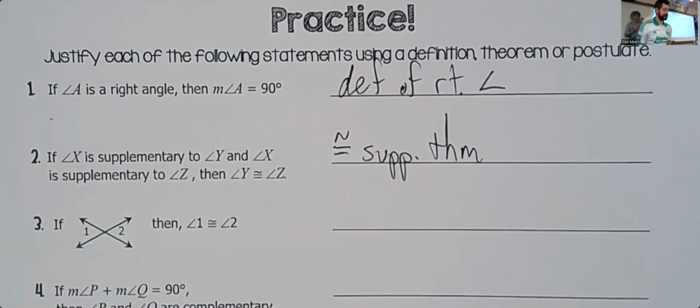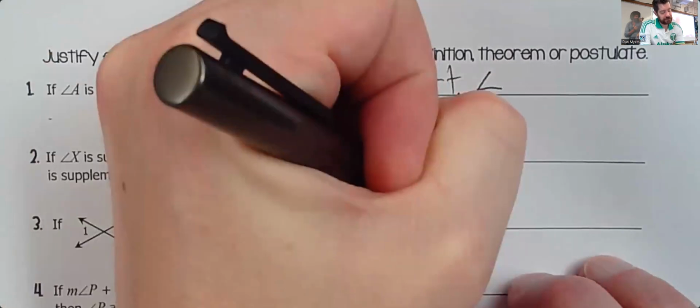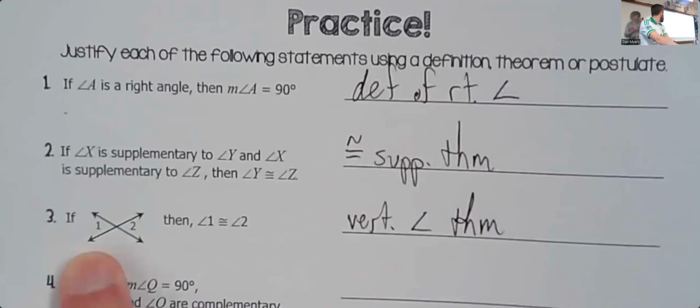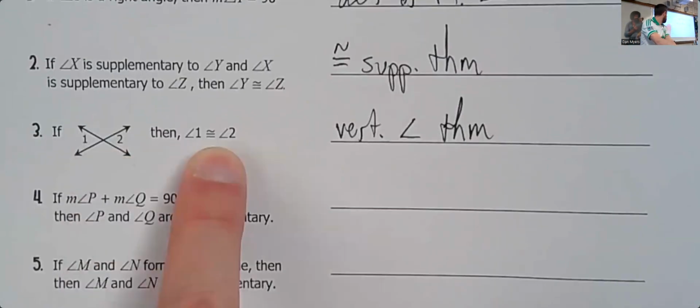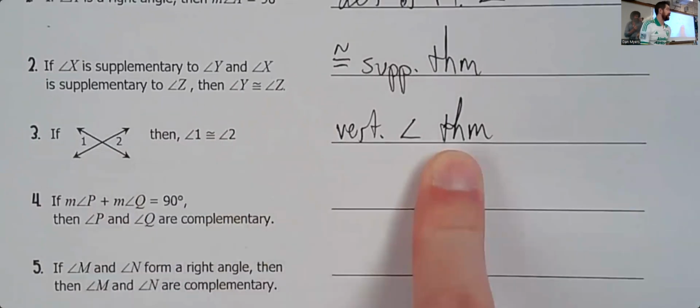Vertical angle theorem. So if you have two angles that are across from each other, that means they are congruent. These angles are vertical, therefore they're congruent. That's the vertical angles theorem.